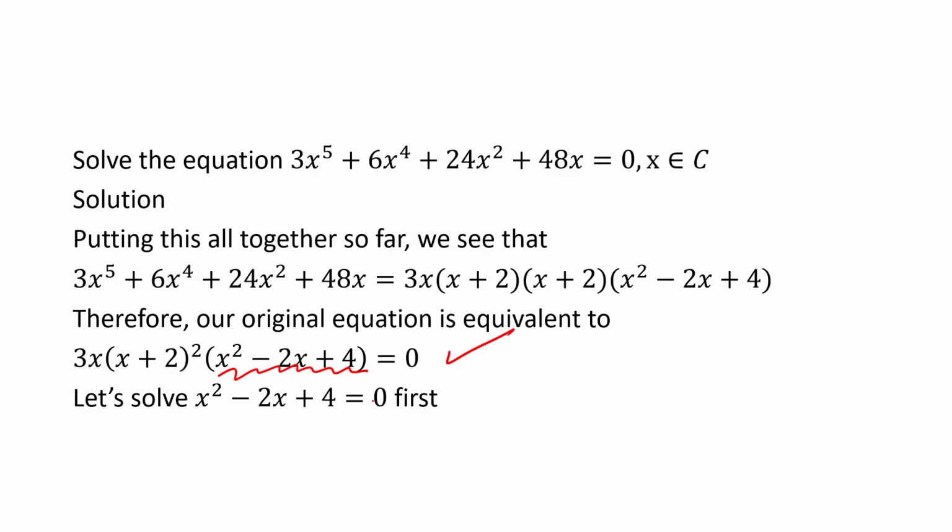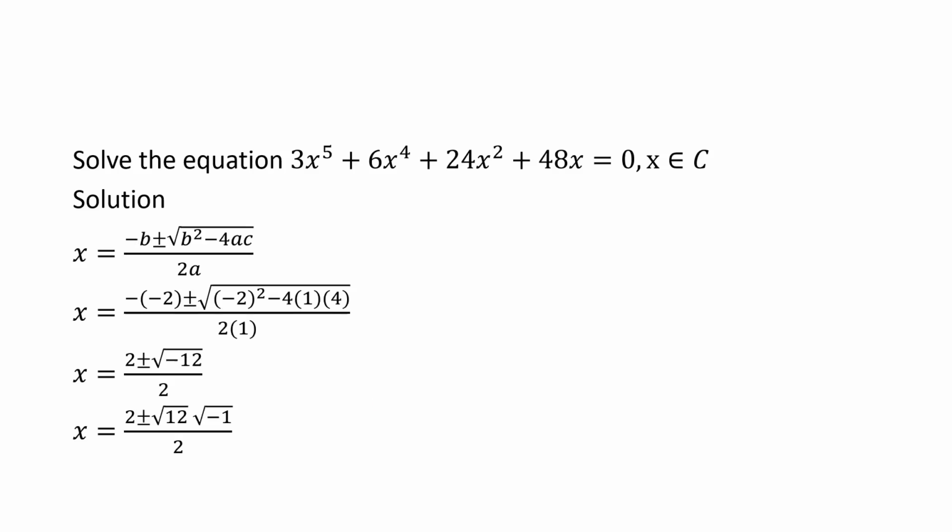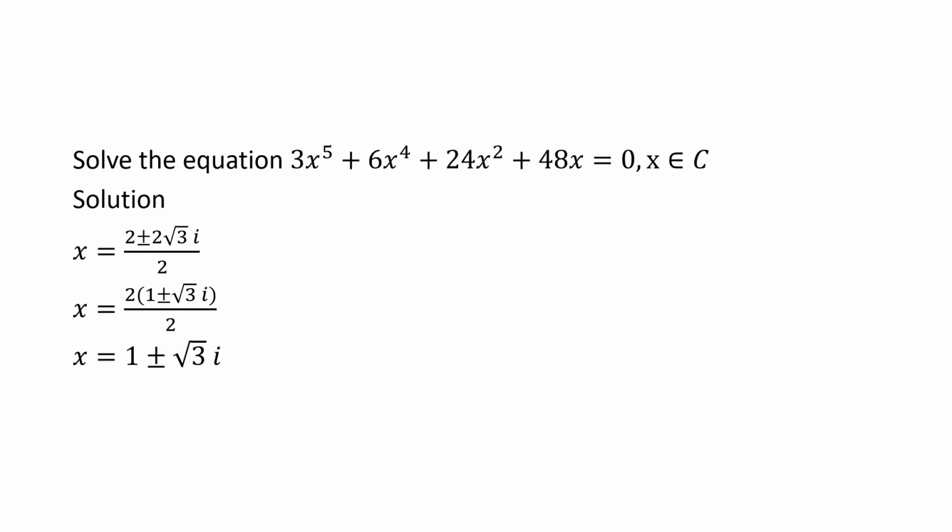To do that, we're going to use the quadratic formula. All right, so plugging in an a value of 1, a b value of negative 2, and a c value of 4, we end up with negative 12 underneath the square root sign. That's the same as the square root of 12 times the square root of negative 1. Well, we know that the square root of 12 is equal to 2 root 3.